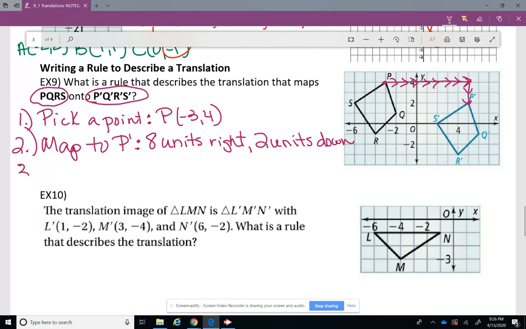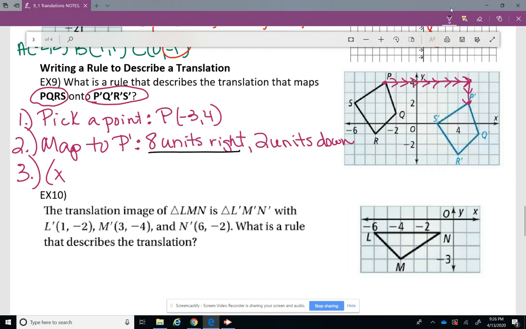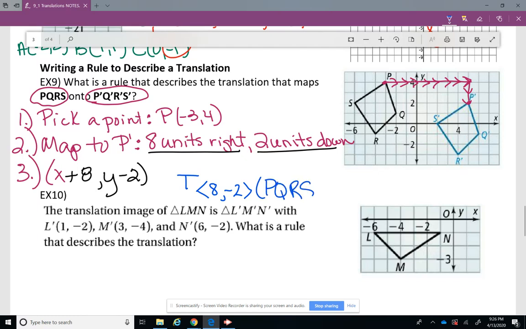All right. Third thing I do, what did I do to the X? I went right 8. So it's going to be a +8. All right. What did I do to the Y? I went down 2. So it's going to be a -2. All right. Now we're going to write our rule. We translated 8 to the right and 2 down. What did we translate? We translated P, Q, R, S. That's our answer.